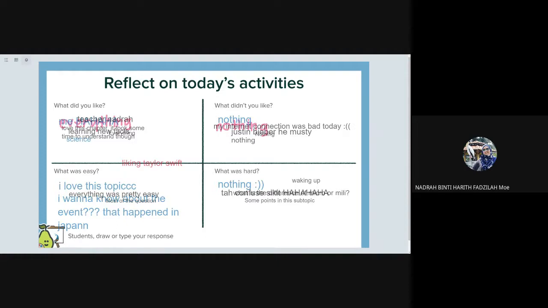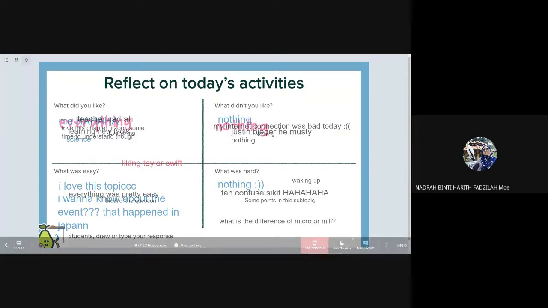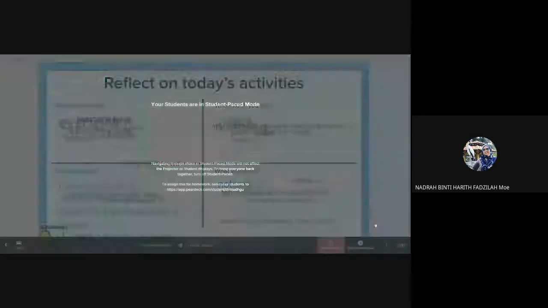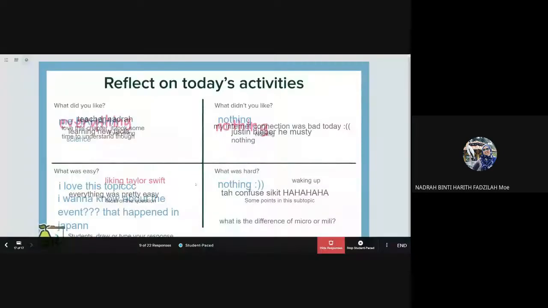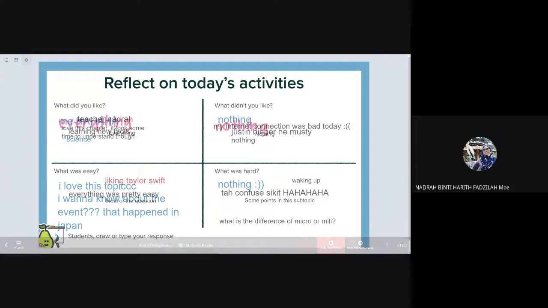Alright, so saya akan tukar slide ni kepada student pace sampai esok sebab saya nak tengok apa lagi kamu punya reflection untuk hari ni lah. Apa mana lagi yang susah atau challenging untuk kamu. So what is the difference of micro or milli? Alright, very good question. So thank you so much for attending our class today.